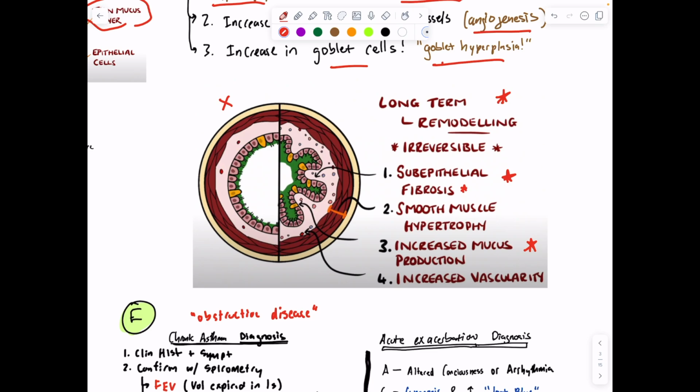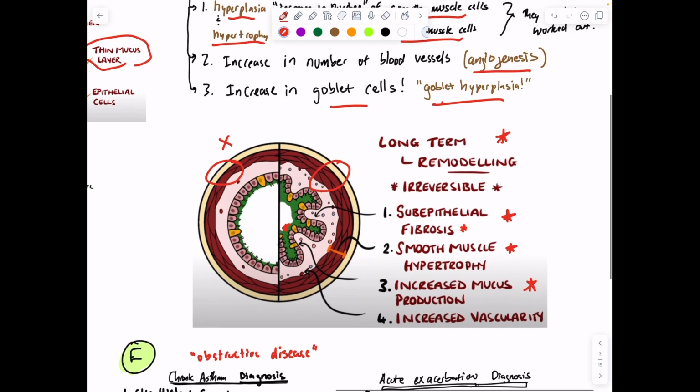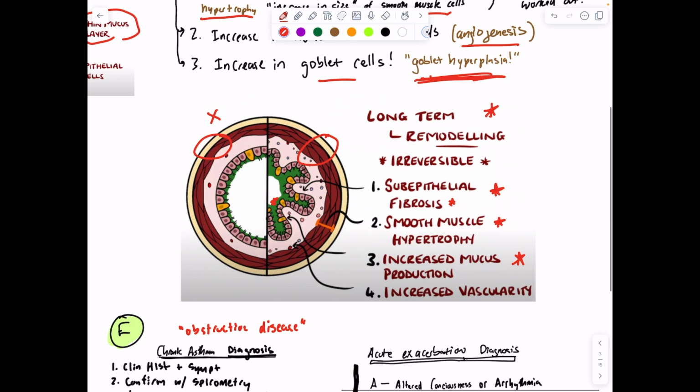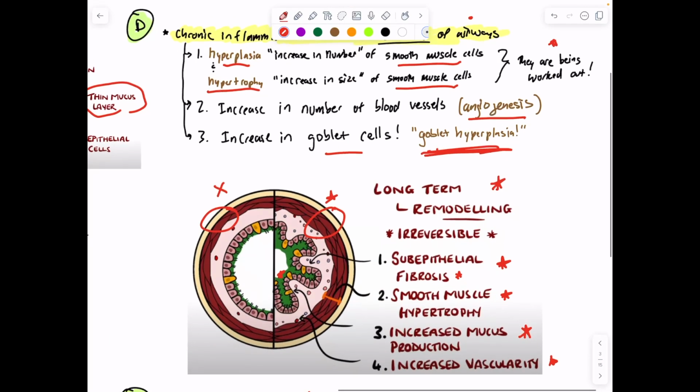Fibrosis means just more connective tissue. And then we have smooth muscle hypertrophy, right? There's more of these guys than over here. Increased mucus production right here due to goblet cell hyperplasia. Increased number, hypertrophy again is increase in size. And then increased vascularity, angiogenesis.